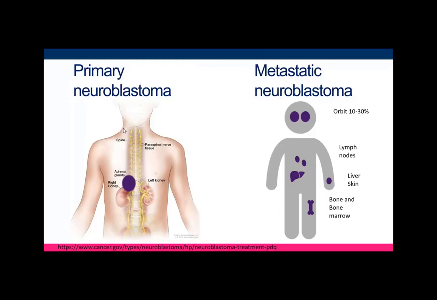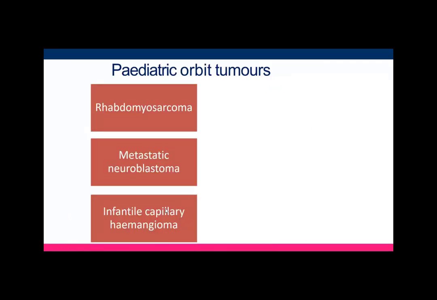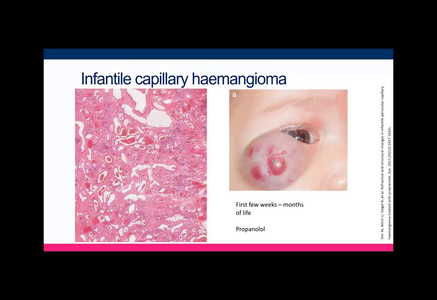Primary neuroblastoma arises anywhere along the sympathetic chain, mostly the adrenals. We won't get a primary neuroblastoma in the orbit. However, the orbit is a relatively common site of metastasis in children with disseminated disease, occurring in 10 to 30%. And the last one I'm going to discuss is infantile capillary hemangioma. Infantile capillary hemangioma are the most common vascular tumour in the orbit of children.